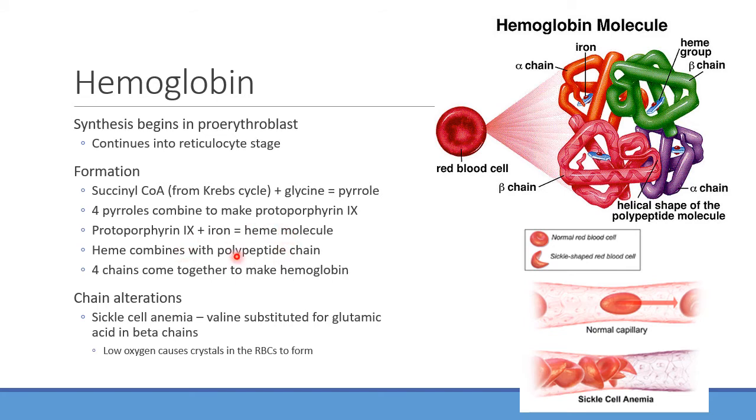And then once you combine that with the polypeptide chain, 4 chains come together, and now you have hemoglobin, right? And again, if you screw up any of the steps before this, you may have an impaired ability to produce hemoglobin. Obviously, if you don't have any iron around, guess what? You're not going to be producing any hemoglobin either. That's really an important thing to consider.